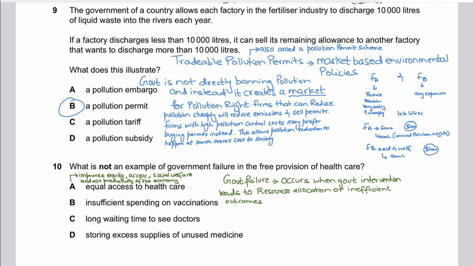So that's question number 9 for you. Now moving on to question number 10. Again, that's a pretty simple, straightforward question. It says, what is not an example of government failure?